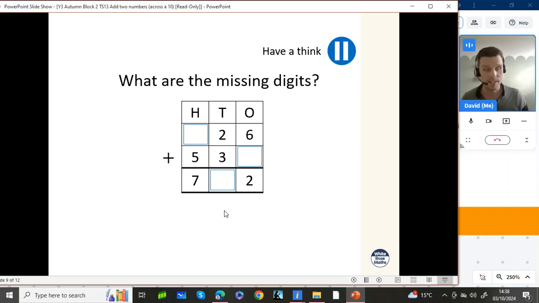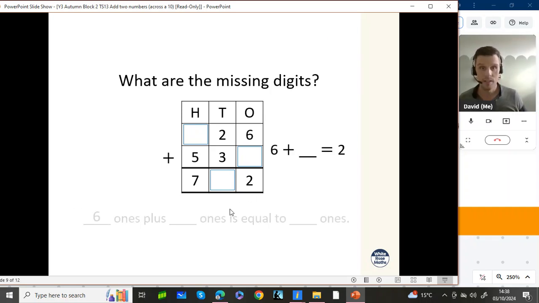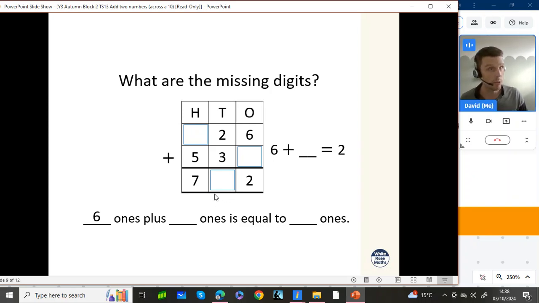So we know that we must carry a 1 forward, sorry. So 6 ones plus something ones is equal to something ones, okay? Well, as I said, we know that the next number after 6 that contains a 2 is 12. So we know the answer must equal 12 ones. So what number do we add to 6 to make 12?